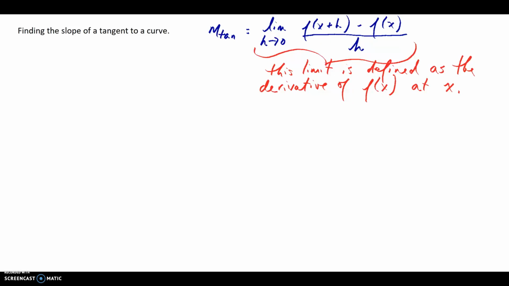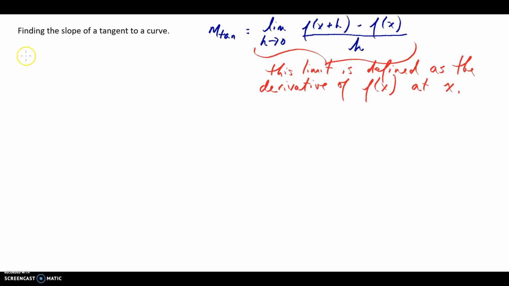All right, so in this video, we're going to look at finding the slope of a tangent to a curve. And this formula here, m tan, means the slope of a tangent, which is equal to the limit as h goes to 0 of f of x plus h minus f of x, all divided by h. This limit is defined as the derivative of f of x. Now we're going to take a look at an example.